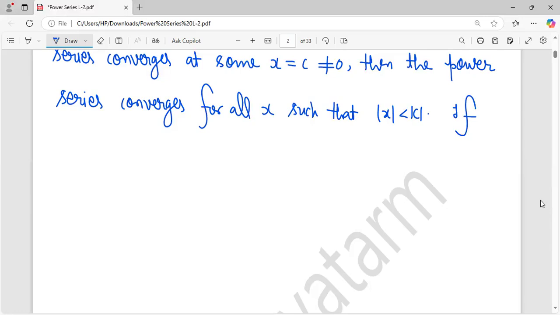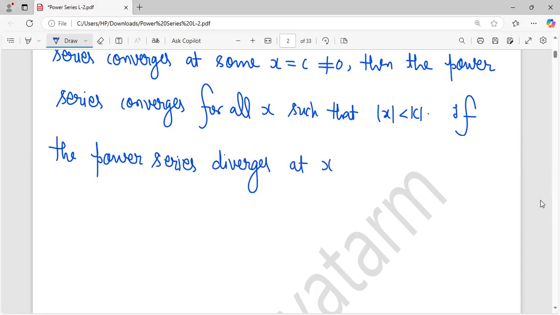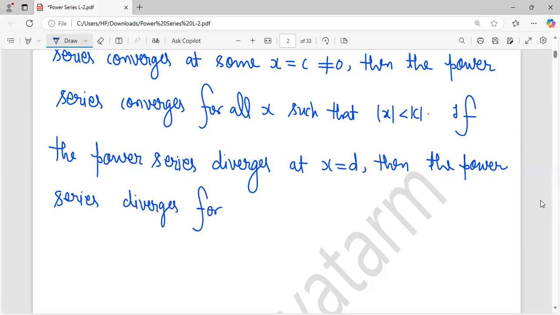If the power series diverges at x equal to d, then the power series diverges for all x such that the absolute value of x is greater than the absolute value of d.